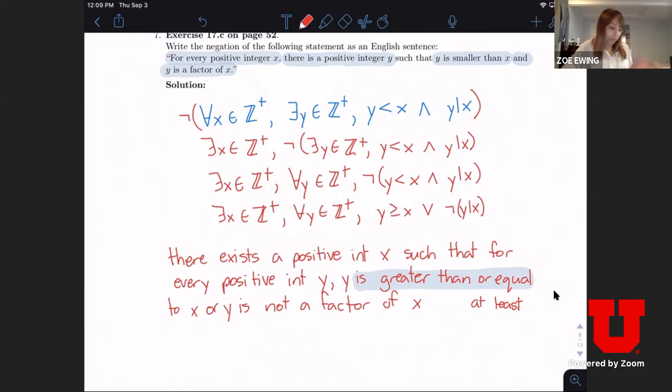So like you could say there exists an x in the set of positive integers. You could say there is a positive integer x. Any of those kinds of common phrases that we use to translate to notation, you can use when you're translating to English as well. Any other questions on that one?